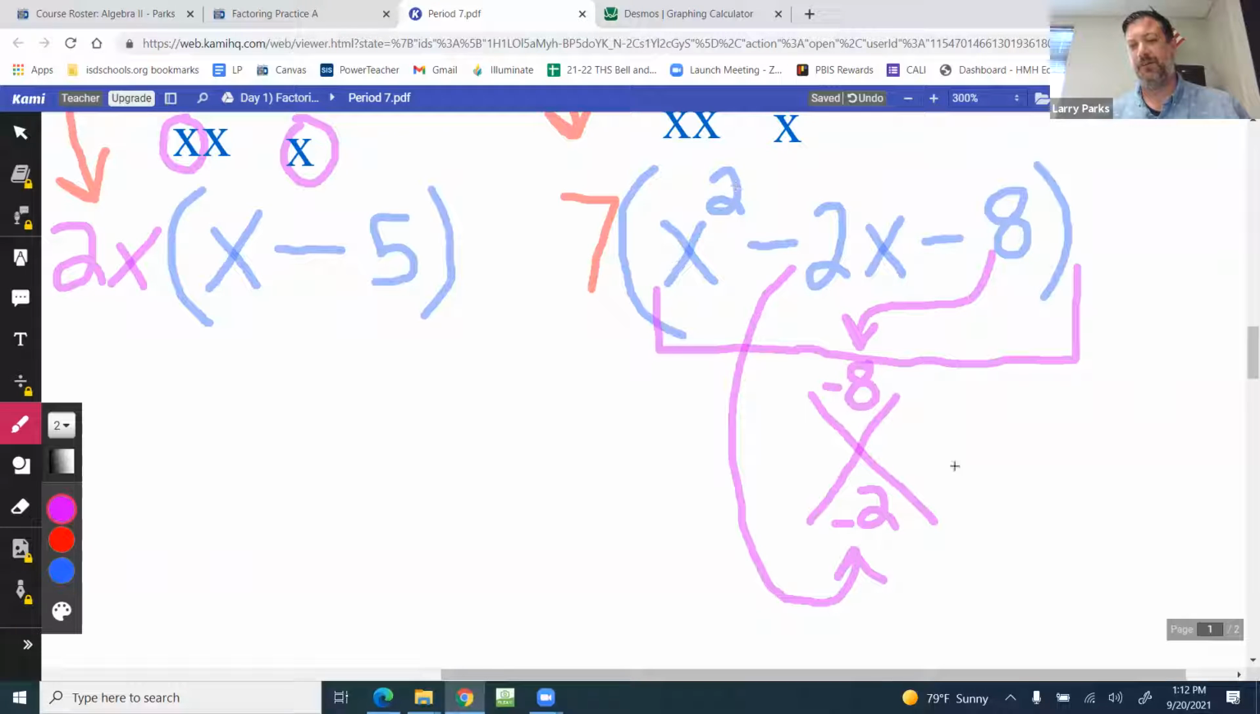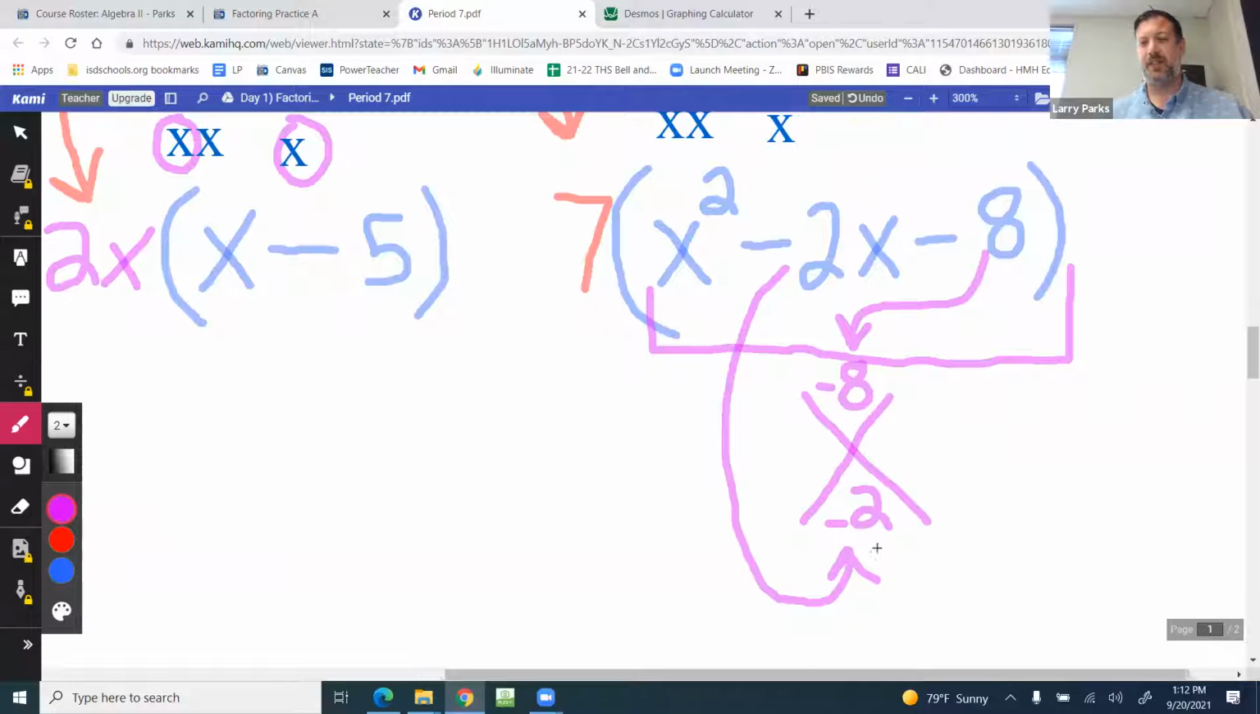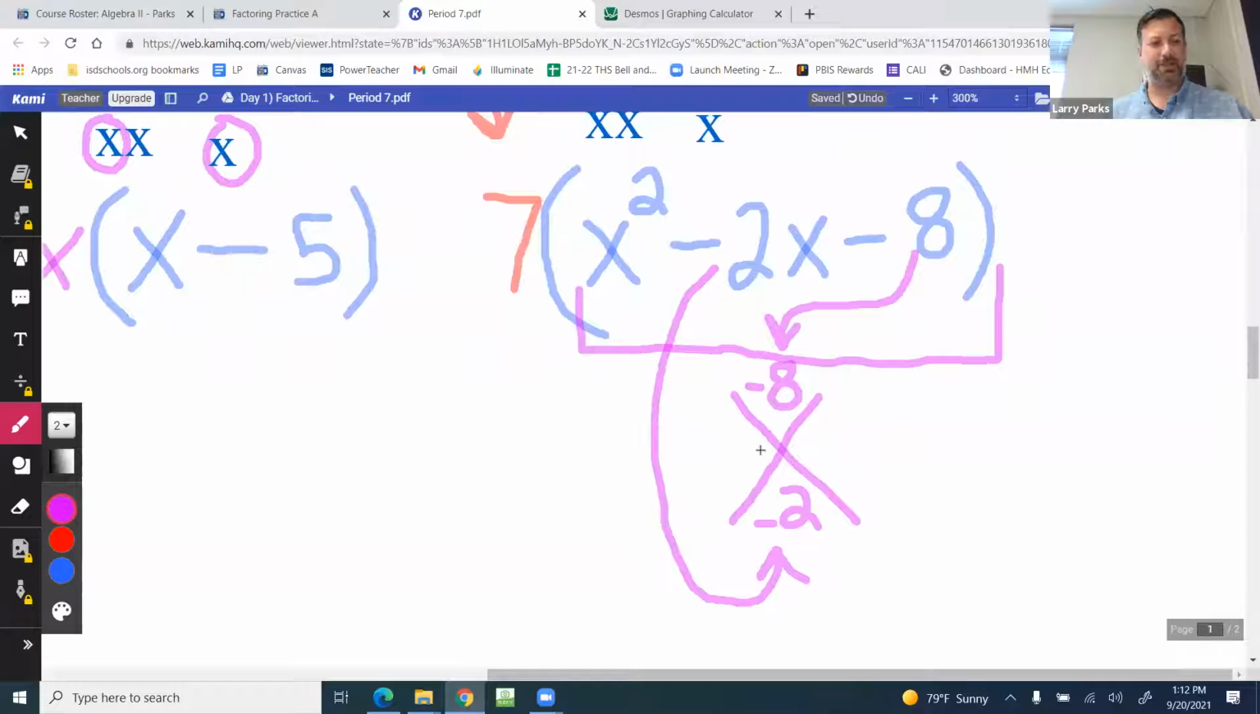So it's a quadratic. What I'm looking for are 2 numbers that multiply to negative 8, but add to negative 2. So what multiplies to negative 8? Let's see, what about 1 times negative 8? 1 times negative 8 is negative 8, but 1 plus negative 8 is negative 7. That doesn't work. Okay, so 1, always start with 1. Let's try the next number.